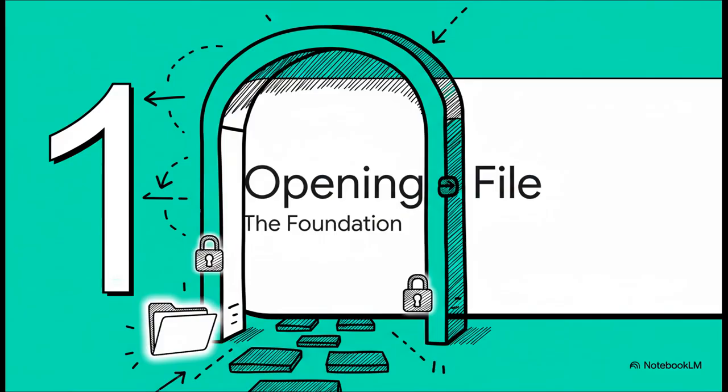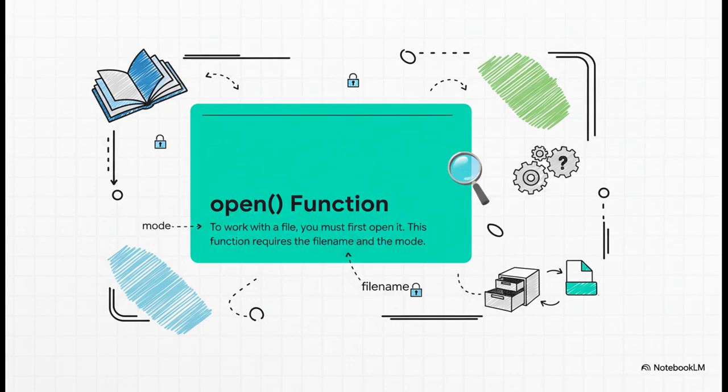Well, every single thing you do with a file in Python begins with one single, crucial function. It's pretty much the gateway to everything else. This little guy right here is the open function. It's simple, really. It just needs two things from you: the name of the file and something called the mode. And trust me, that mode is the secret sauce. It tells Python exactly what you plan to do.